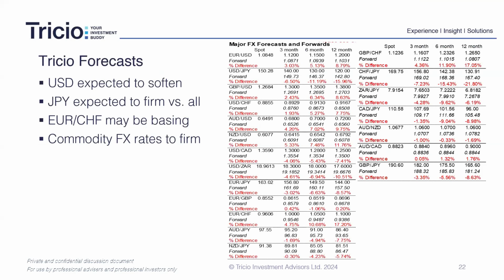So, hi everybody. These are our forecasts that we publish every month. And the key thing to take away from all these numbers is, one, we expect the dollar to soften pretty much across the board. We expect the yen to firm, and we're actually looking for the euro Swiss to potentially base, which is a huge reversal of what happened last year.